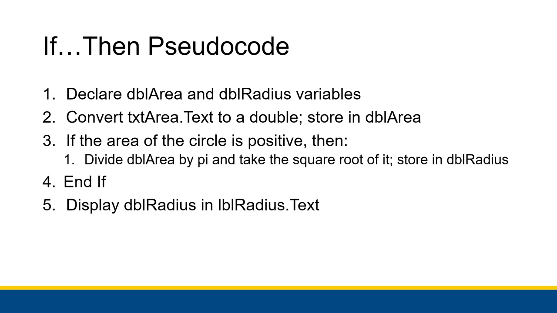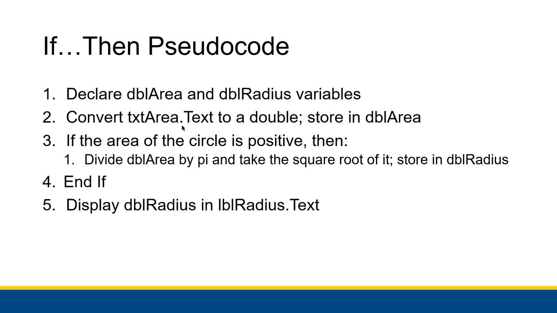And both of the issues of negative area and 0 area can be solved by only doing the calculation if the area is positive, and letting the default 0 value that is given to double radius when we declare it be the sign to the user that they give us a bad value. So, what happens first is we declare double area and double radius because we're getting the area from the user and we will be calculating the radius and giving that back.